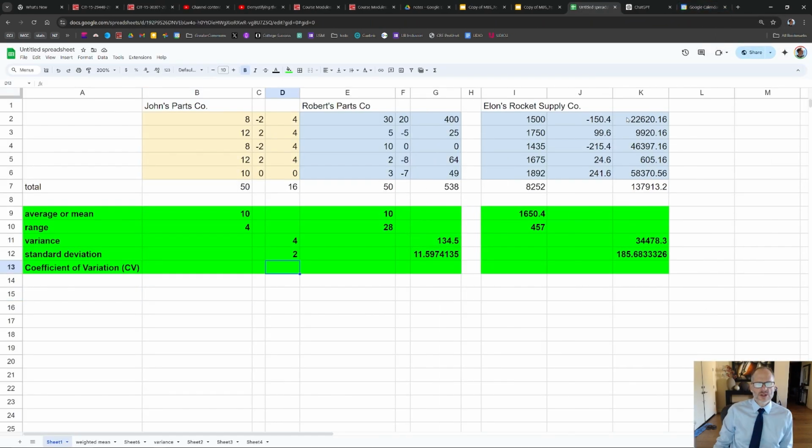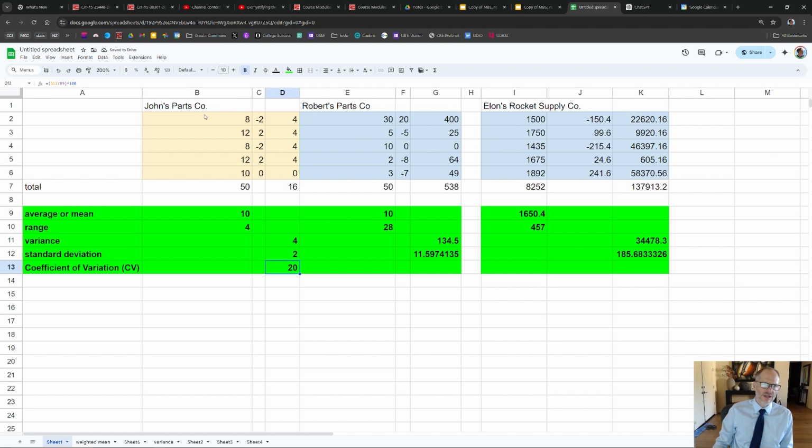Kind of interesting. So coefficient of variation is going to be equal to my standard deviation divided by my average, or my mean, and then I'm going to multiply it by 100. If you're confused about the order of operations, you could put parentheses around that. It takes your standard deviation, D12, divides it by your average or mean, B9, and multiplies it by 100. When you do that, you're going to get 20%.